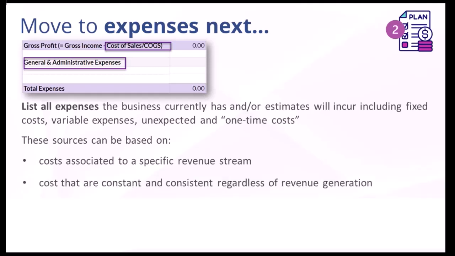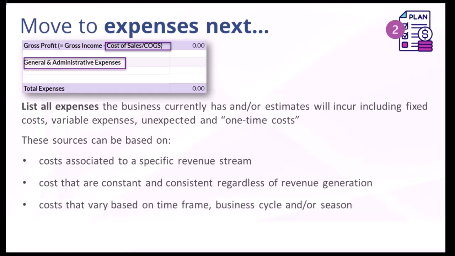Another example is costs that are constant and consistent. We always think about that, because those are like your overhead costs. They're regardless of revenue generation. They're not associated with your revenue generation. They're constant and consistent all the time. So of course, our rent, right? Our insurance, our utilities. We have costs that vary based on time. So we're in a specific season right now. You may have additional costs that come up that are seasonal, that are cyclical, that are time framed based. So they're based on the time frame of your business.